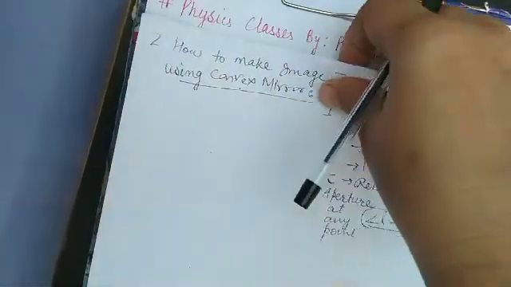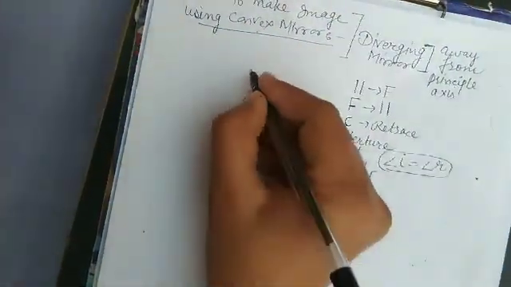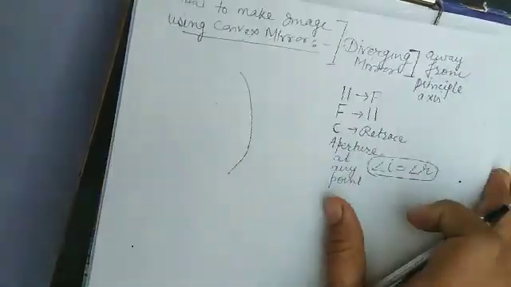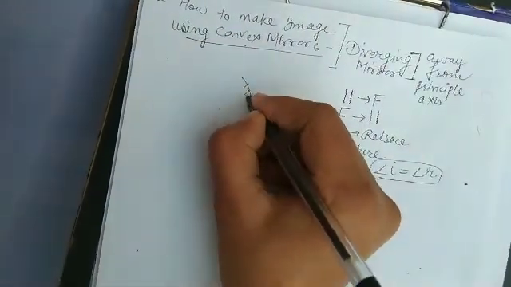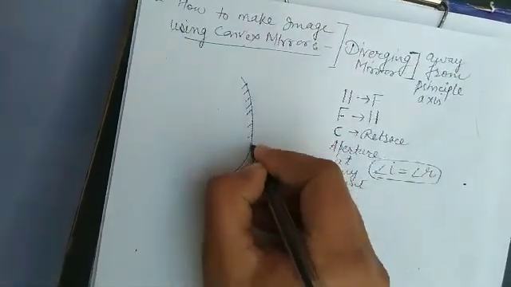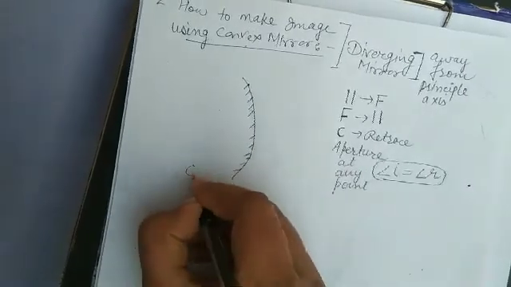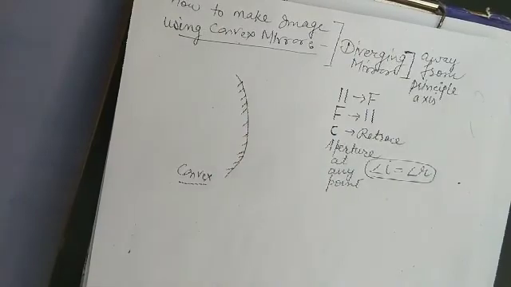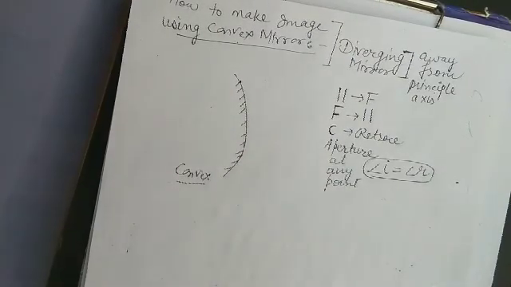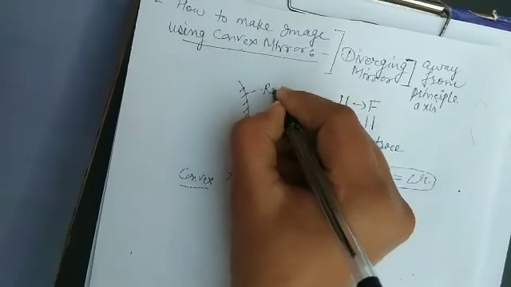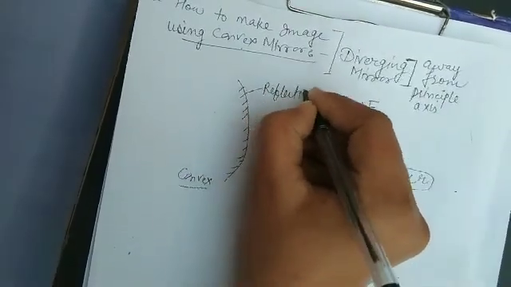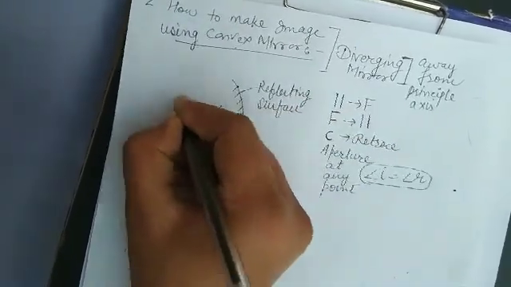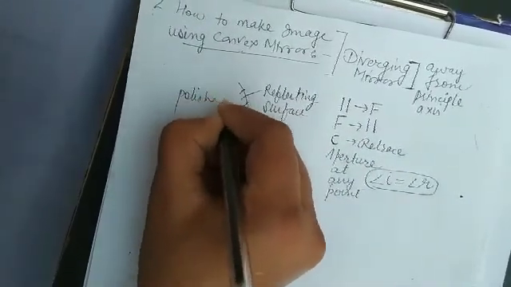Okay, so for a convex mirror, how to draw? This one is a part of a sphere, that is termed spherical. Inward polish, now it will become convex. Students, if you want to see the image of any object, then you have to keep the object towards the reflecting surface. This one is our reflecting surface and this one is our polished surface.